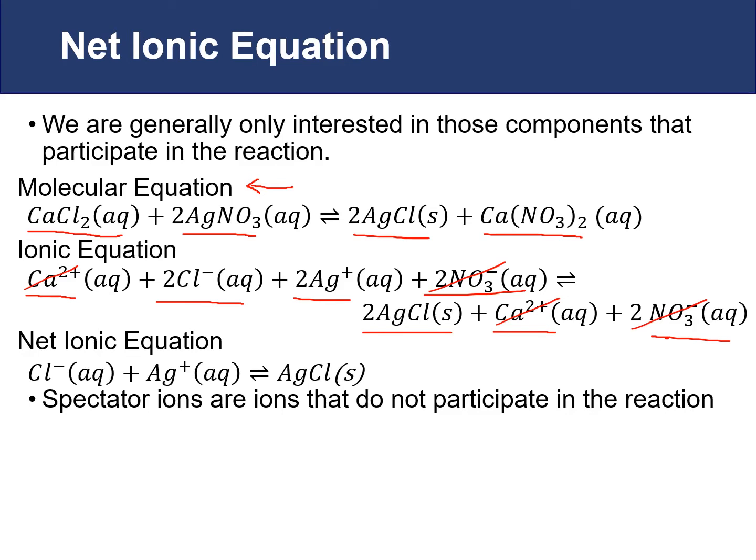What is left is, as written, 2 chloride ions plus 2 silver ions go to 2 silver chloride solids. And because we try to use the lowest common denominator, we would divide everything by 2 to give us our net ionic equation, which is 1 chloride reacts with 1 silver to form 1 silver chloride. We leave out the spectator ions because they do not participate in the reaction, and therefore they are not considered important in considering the reaction that we're looking at.